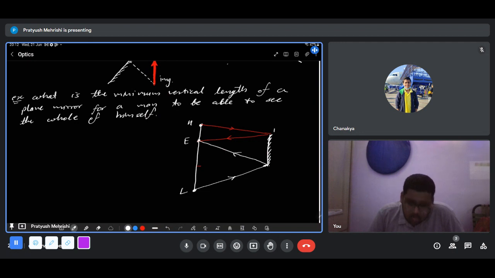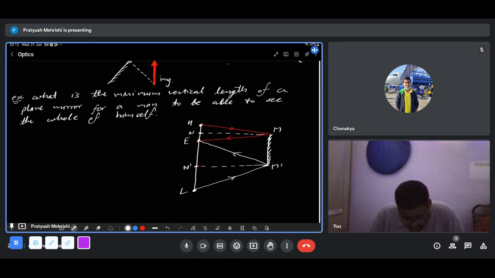Now, let us assume that this point is M and this point is M dash. Draw the angle of incidence and angle of reflection. Now we know that the angle of incidence is equal to the angle of reflection. Got it? And write these two points as N and N dash.